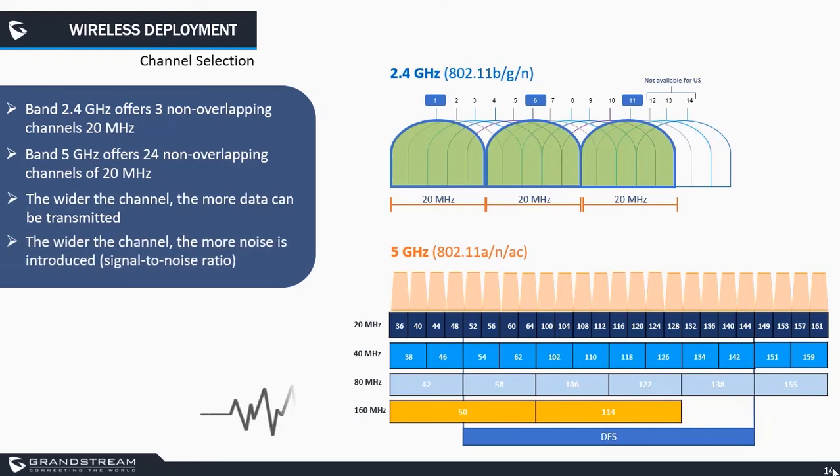So when selecting wider channels, you should be aware that wider channels can negatively impact the quality of the wireless signal because of the noise that is introduced into the signal. And personally, I would recommend using channel widths of 20 megahertz, or 40 megahertz in case you want to have more throughput.